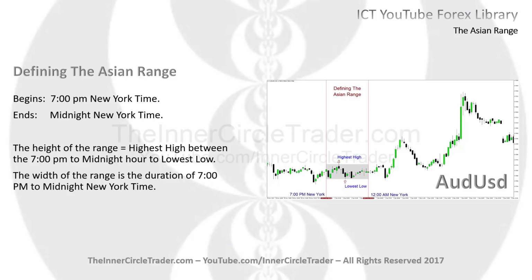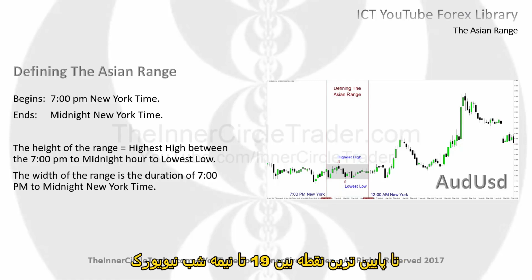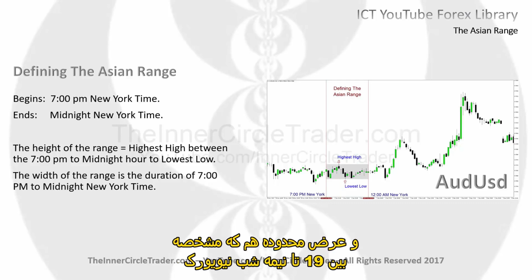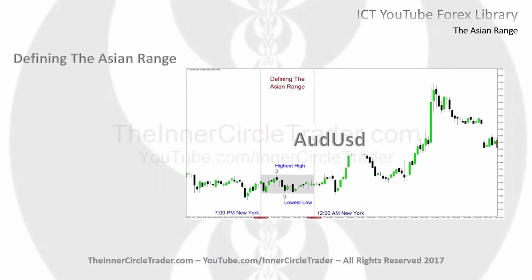In intraday price action, the height of the range is the highest high between 7 p.m. and midnight New York time to the lowest low between 7 p.m. and midnight New York time. The width of the range is obviously the duration of 7 p.m. to midnight New York time. So let's take a look at this chart here, and we'll get a little bit closer and zoom in on it.